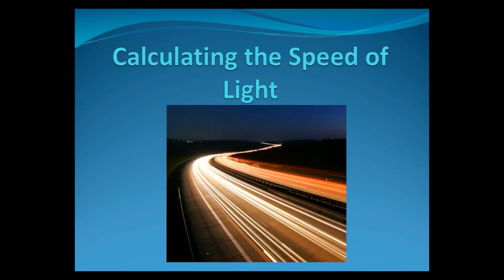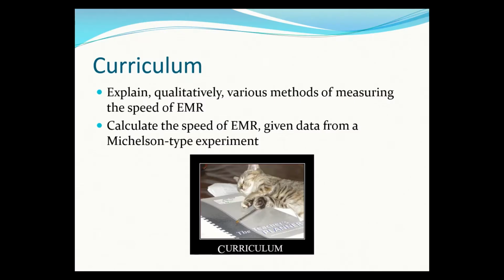Okay, so today we're going to talk about calculating the speed of light. How do you do that? We're going to explain qualitatively various methods of measuring the speed of EMR. And then you need to know a Michelson type experiment. This is the most important one from here. We'll start off with a video of a little bit of review from our last lesson, and we'll watch that, and then we will continue on.